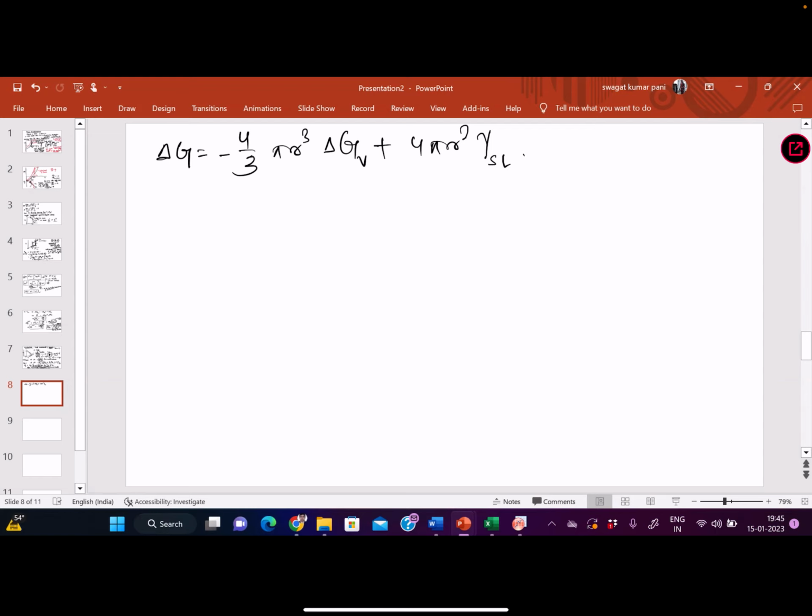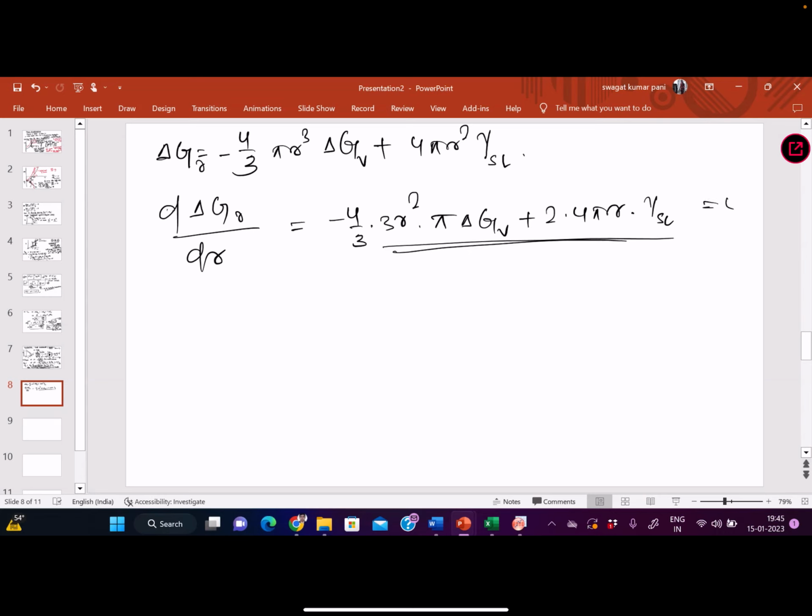This is the expression for homogeneous nucleation. And how to calculate the critical radius? Just differentiate it and put it to zero. So this is the differentiation, just put it to 0 and you will get R star = -2 gamma SL by delta GV. Again, what is the delta GV? We discussed in the last part: delta H delta T by TM.